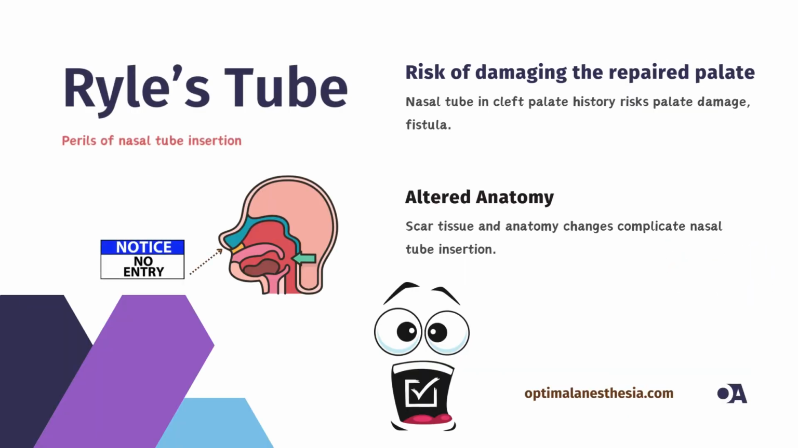In addition to these challenges, inserting a Ryle's tube through the nasal route should be avoided in these patients. The nasal route poses a risk of damaging the repaired palate or causing a fistula due to the presence of scar tissue and altered anatomy. Using the oral route for Ryle's tube insertion is generally safer.